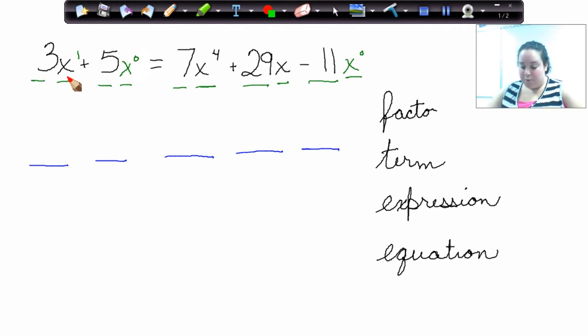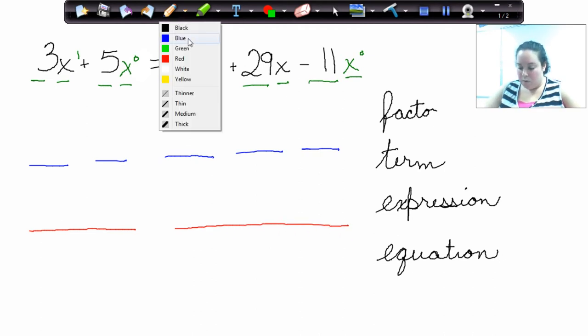So for example, 3x plus 5, that would be an expression. If we say 3 times something plus 5, is that a whole sentence? No, it's just a piece of a sentence. 3 times something plus 5, that's not a whole idea. So that's an expression. It's a phrase. 7x to the 4th plus 29x minus 11, also an expression.